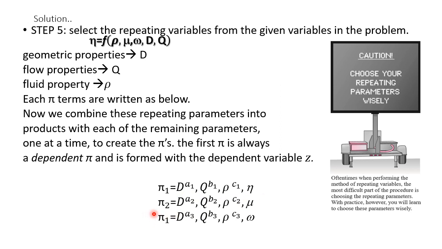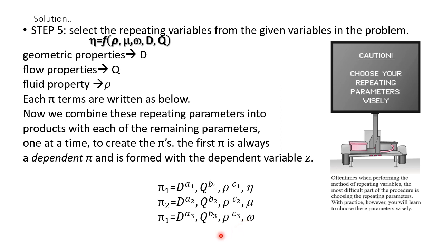Similarly, pi 2: d, q, rho, repeating variables with powers a2, b2, c2, and dynamic viscosity mu. And pi 3: d, q, rho, that is d to the power a3, q to the power b3, rho to the power c3, and omega, that is angular velocity.